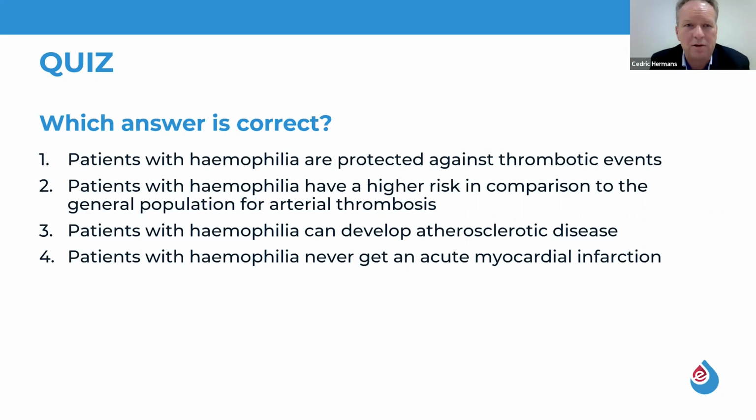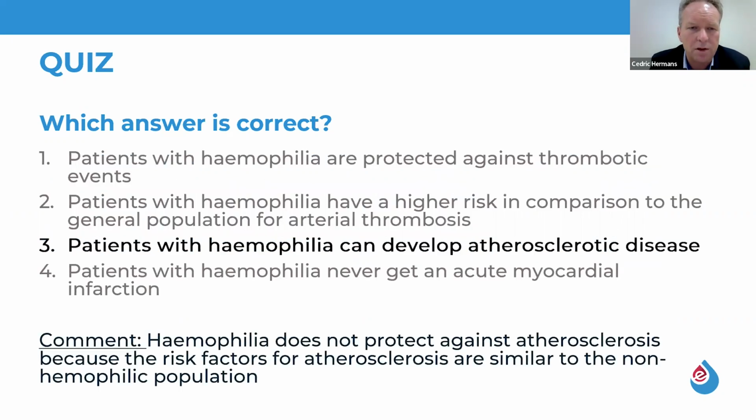Well, as you suspect, the right one is number 3. Hemophilia, as I just explained, does not protect against atherosclerosis because the risk factors for atherosclerosis are similar compared to the non-hemophilic population. So let's now move to the next section.